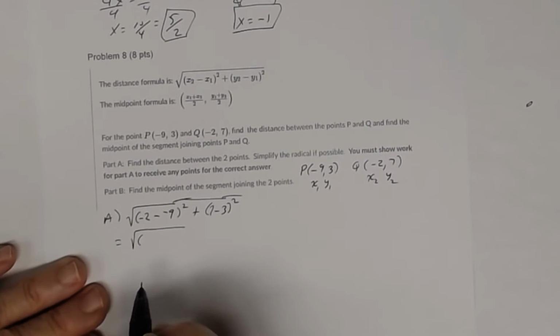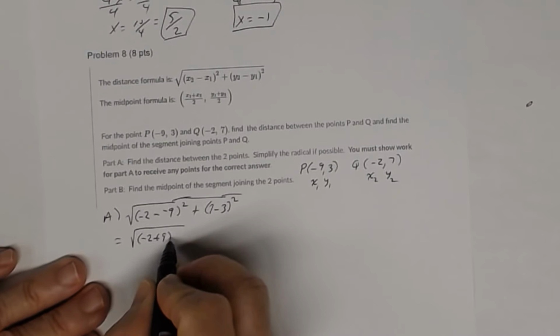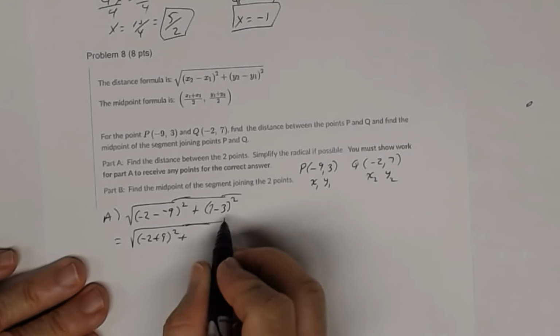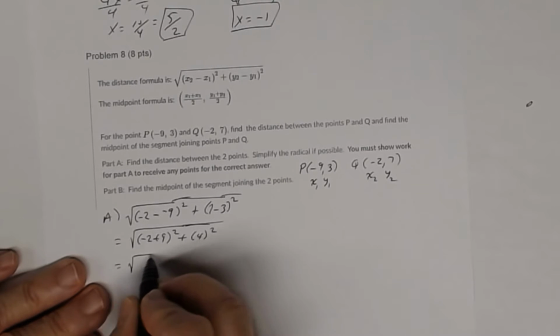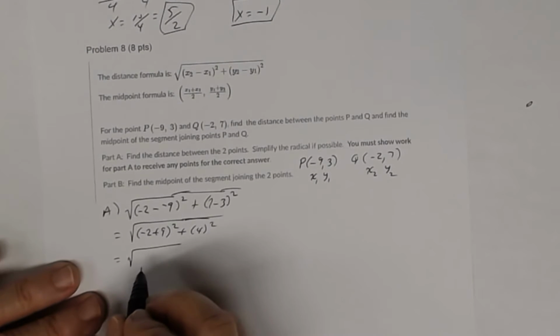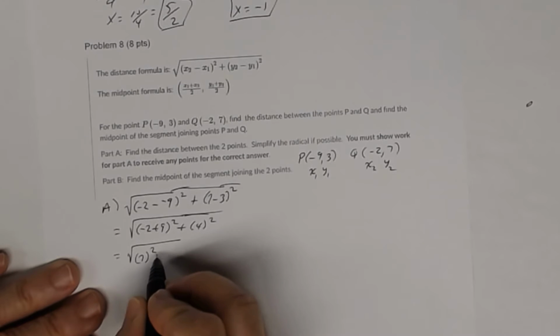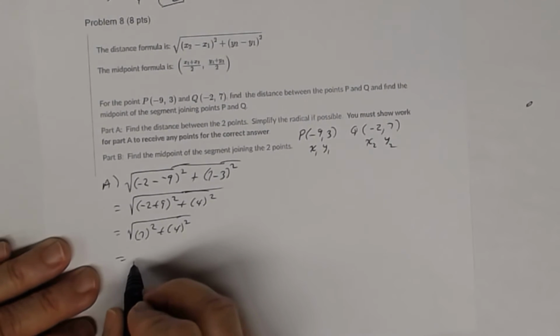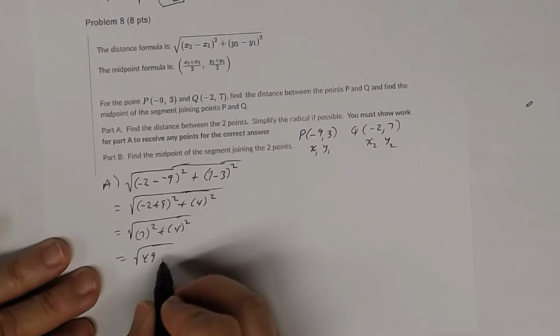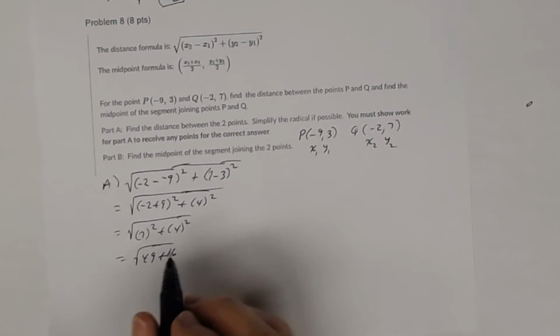Alright, so that expression here becomes negative 2 plus 9 squared, and then 7 minus 3 is 4, so that's 4 squared. So that becomes the square root of negative 2 plus 9 is 7, right? So I got 7 squared plus 4 squared. Well, 7 squared is 49. 4 squared is 16. Okay?